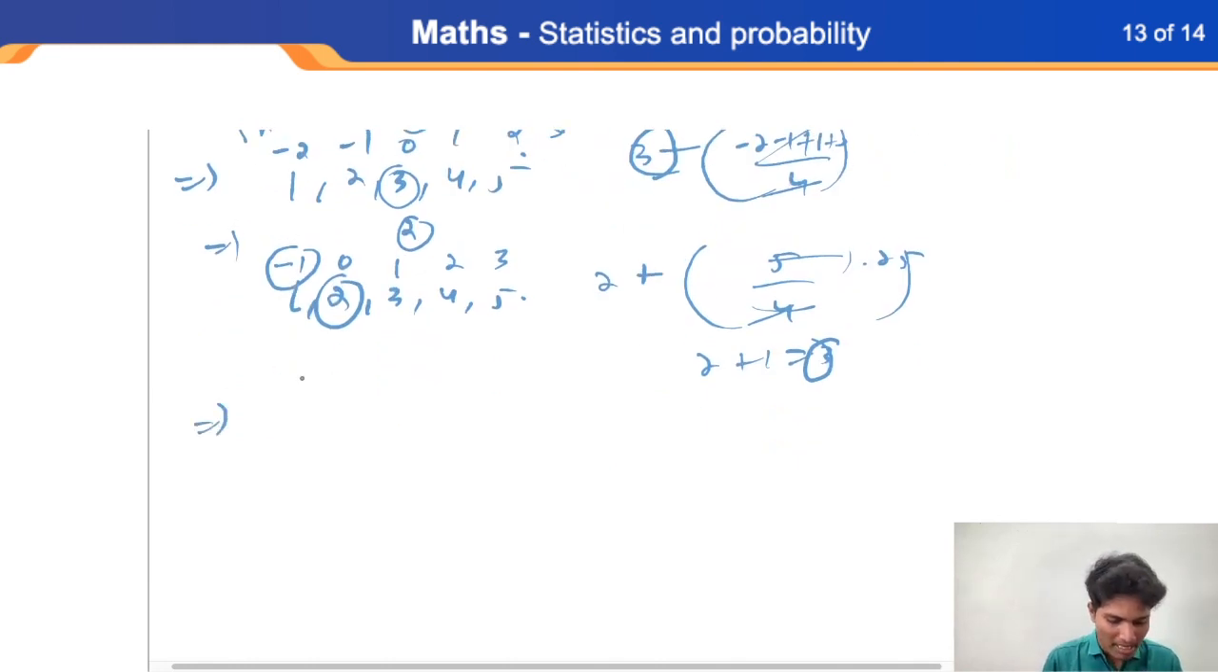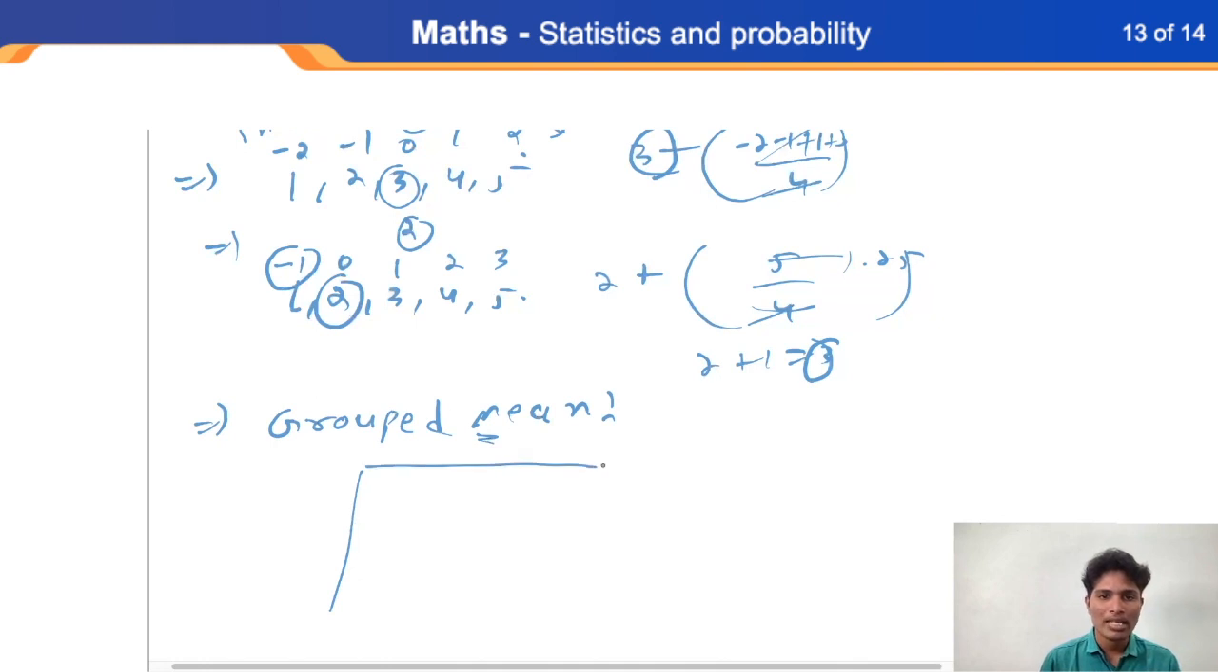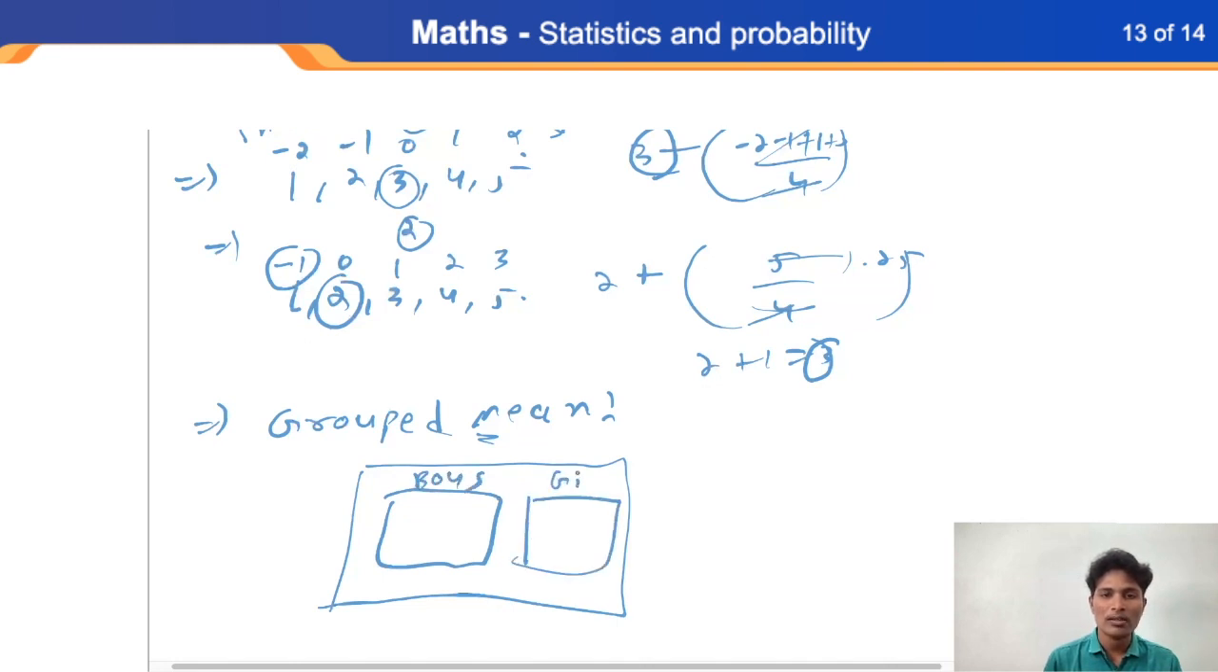Now I think the mean is completed. Now comes the important topic, that is grouped mean. Suppose there is a classroom. Let's assume in that classroom there are boys and in that class there are also girls. Suppose the number of boys is 10 and the mean is 5, that is the mean of the boys. The mean can be represented by x bar or mu.